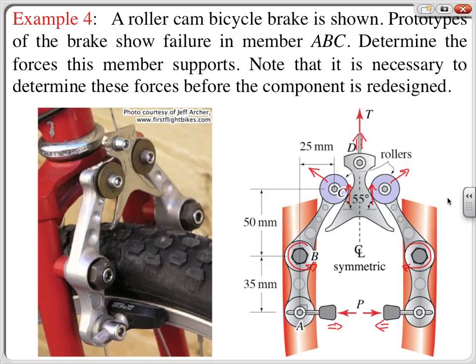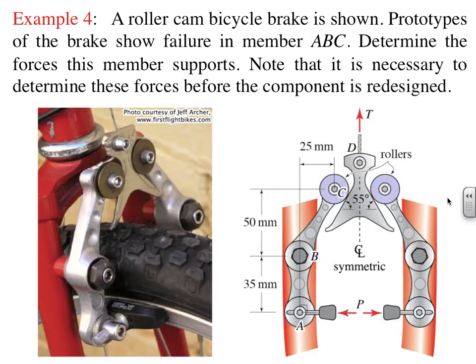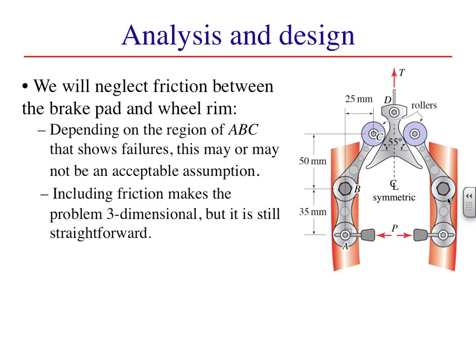For a given input tension T, we'd like to know the squeezing force P. So what is P as a multiplier on T? To keep the analysis two-dimensional, we'll neglect friction between the brake pad and wheel rim. This may be a critical omission, however, so we'll come back to it after we've examined the brake in 2D.